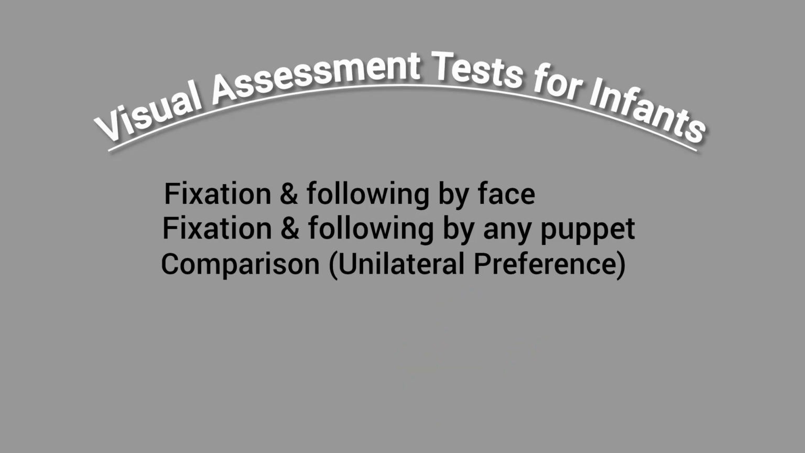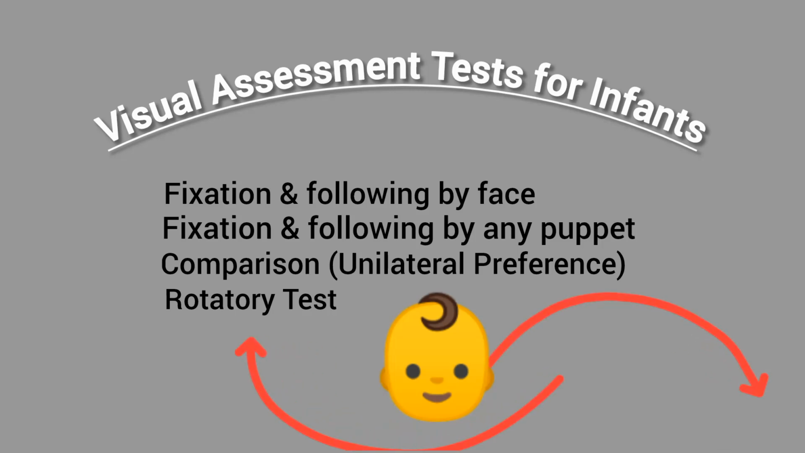Okay, so next we have the rotatory test, which is the primary test for the evaluation of nystagmus, and it is a very important test. In this test you evaluate whether the patient has nystagmus in his eyes or not. What you have to do in this test is pick the child up and rotate the child. You rotate 180 degrees clockwise and 180 degrees anti-clockwise, and then you have to see whether the eyes of the patient are still or not.